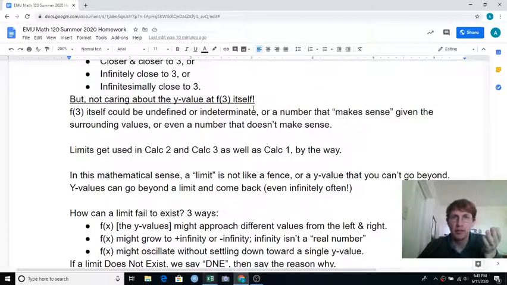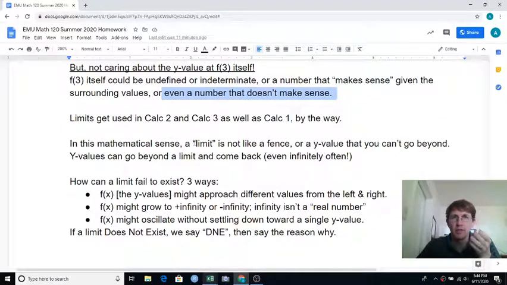And sometimes we get a divide by 0 or some other undefined number, or sometimes we do get a number that seems to make sense, and sometimes we get a number that doesn't make sense. But regardless of whether f of 3 is undefined or indeterminate or makes sense or doesn't make sense, we want the limit to not depend on the value right there, because we want to be able to ignore it when we're doing difference quotients. Limits get used here in Calc 1. They also get used in Calc 2 and Calc 3. That's nice to know, right? It's not just a dead-end concept here.